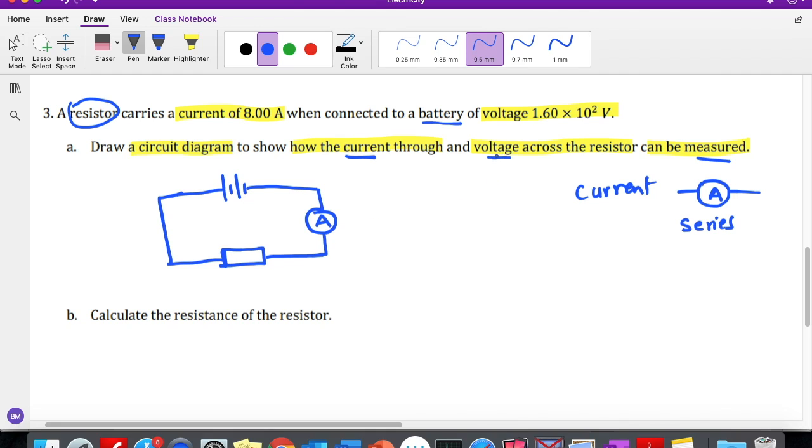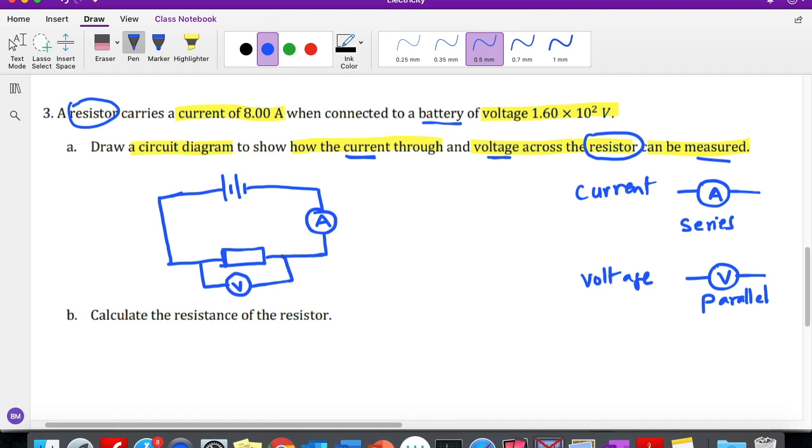Then it says voltage also should be measured. For measuring the voltage, we are going to use the voltmeter, and we know it's connected to the component in parallel. It's connected across the component in parallel. The component which they are talking about is the resistor. So we have to connect the voltmeter across the resistor.